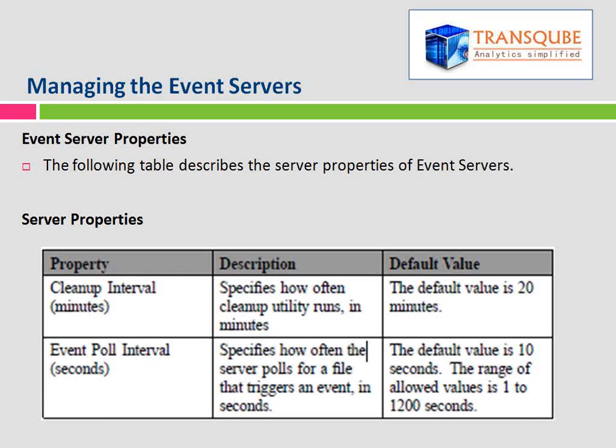Event poll interval, how often the server polls for a file that triggers an event, in seconds. The default value is 10 seconds, with a range of allowed values from 1 to 1200 seconds. There is a polling service in the background which will start looking for a file's existence.